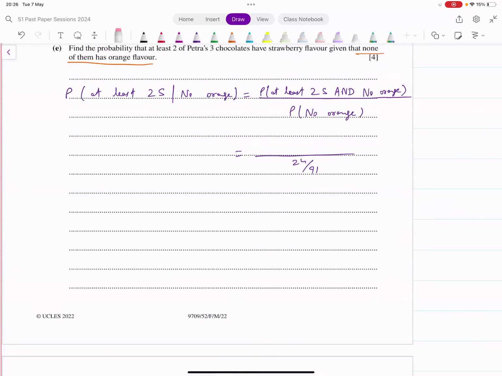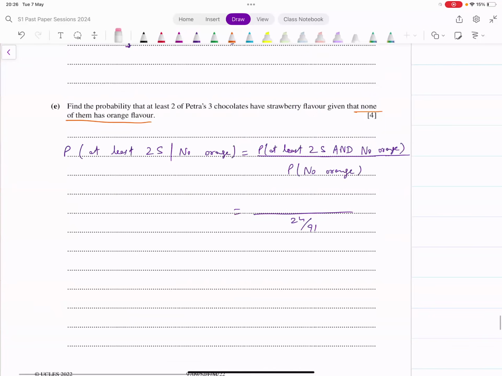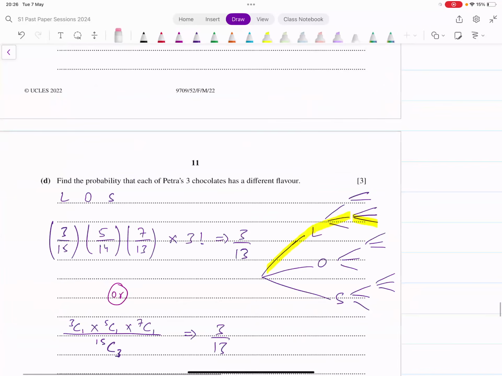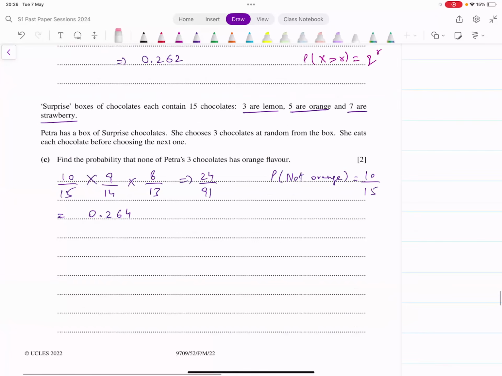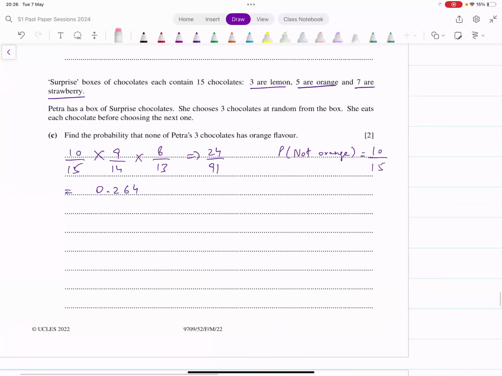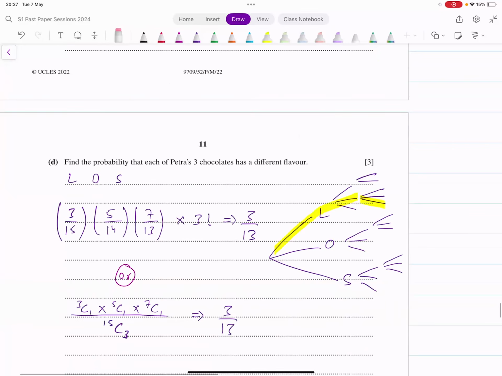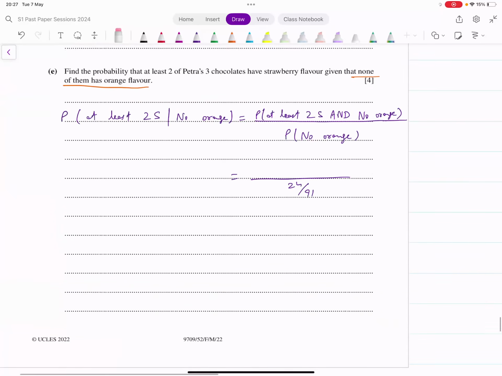Now, how do you find this case? At least 2 S and no orange chocolates. Okay, now there are 5 orange. You want none of those 5 chocolates, the ones that are orange. And out of the remaining, you want there to be at least 2 S.